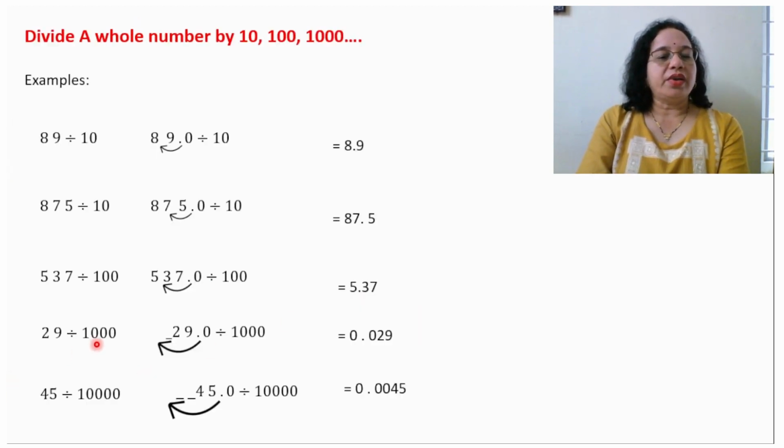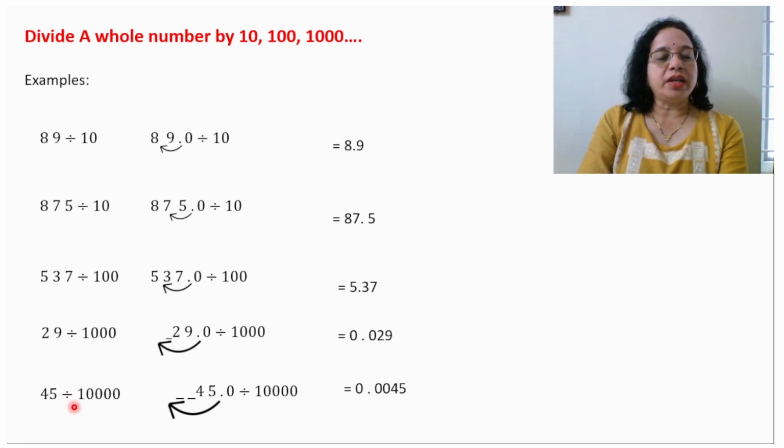Then 29 divided by 1000. So here three zeros are there. So we will shift this decimal three places. Three zeros are there, three places. So 1, 2 and one place will be empty, and in that place we will write 0. So the answer will be 0.029.